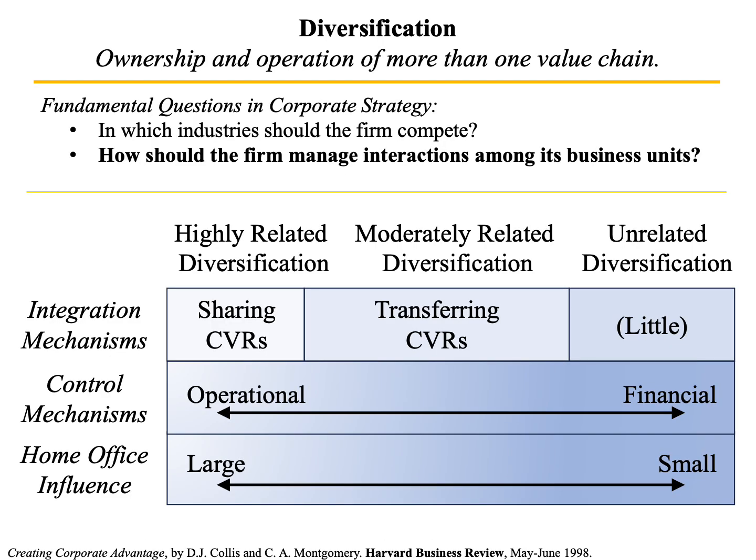The previous few slides covered different types of diversification, all of which are related to the first of the two fundamental questions in corporate strategy: in which industries should we compete? I'll now move on to the second question of managing interactions among units. The answer to this question depends on the degree to which the different business units are related to one another. Consider three descriptors of interactions among a corporation's headquarters and its strategic business units.